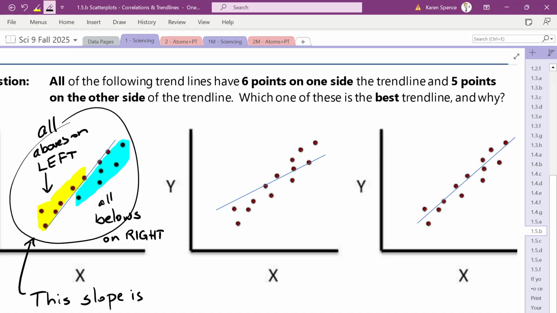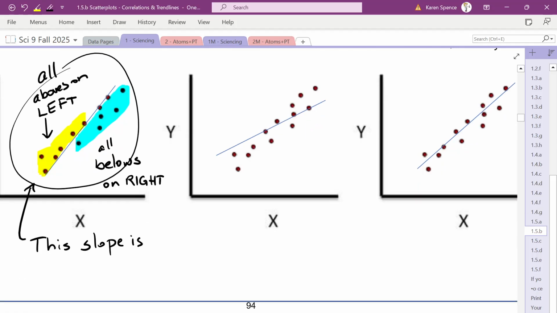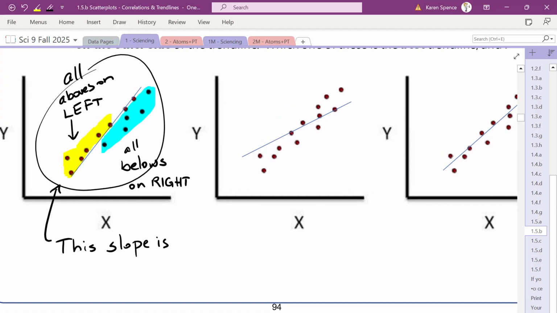What do you guys think about the second one? Oh, actually, before we go on to that, is the slope that we were just looking at too steep or is it too shallow? It's too steep.